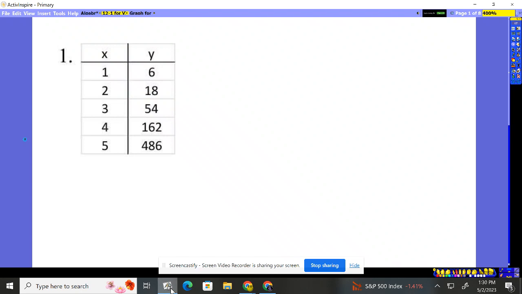Okay, looking at problem one, we have this chart and we're going to go to Desmos and graph it and try and figure out, hey, what's the equation of this? Now, we have to think there's three different things going to happen. We have exponential growth, where something is growing extremely quickly. We have exponential decay, where something is basically going to zero very quickly.